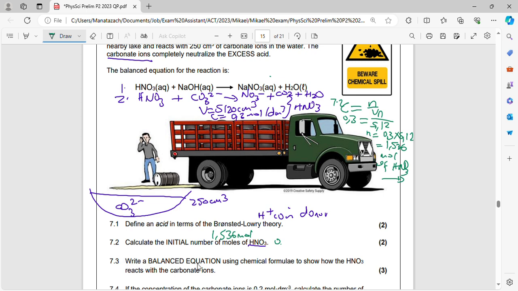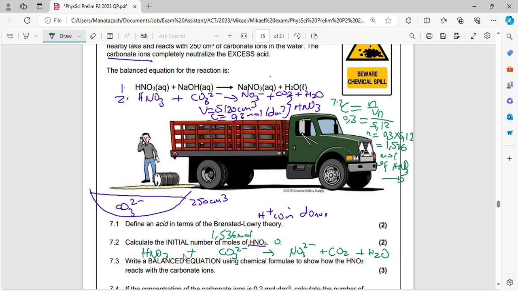7.3, write a balanced equation using chemical formulae to show how the nitric acid reacts with the carbonate ion. We've already written down the equation there on top, but let's write it again here. We have the nitric acid plus the carbonate ion. Remember, the product is going to be a salt plus carbon dioxide plus water. So let's check if this equation is balanced.